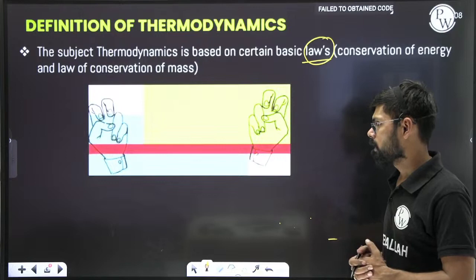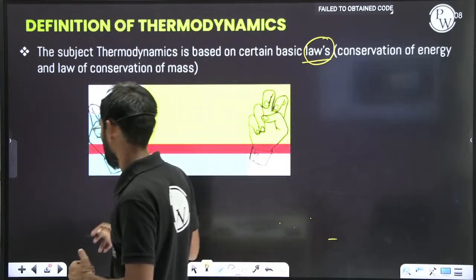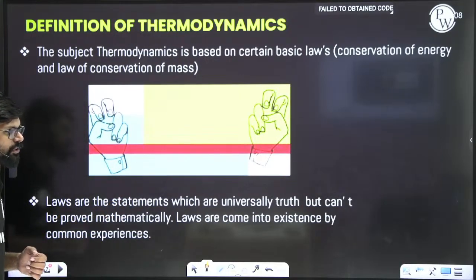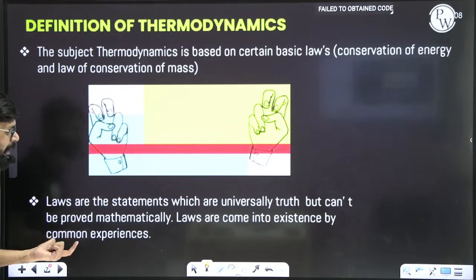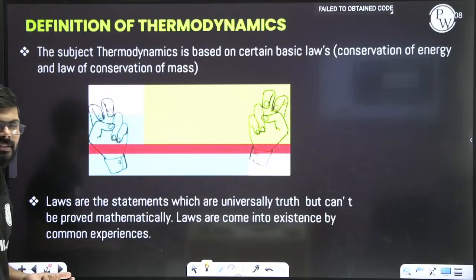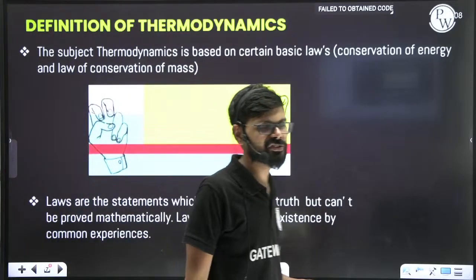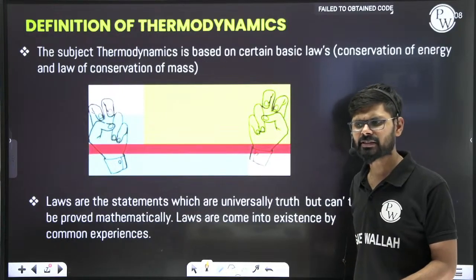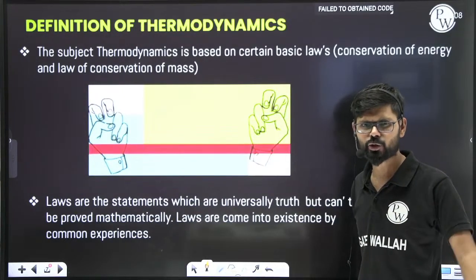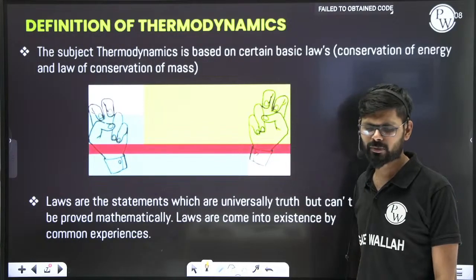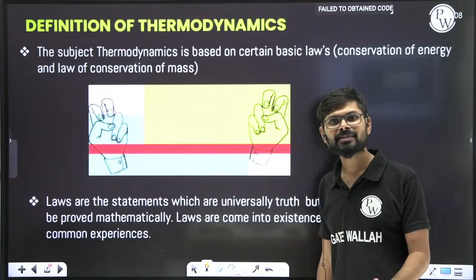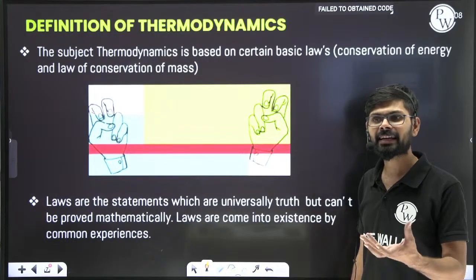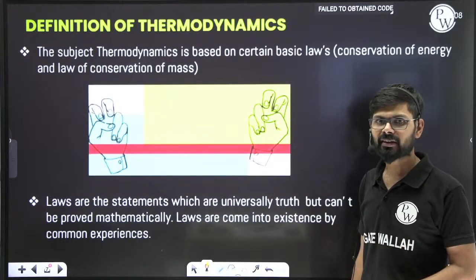Right. So I hope you understand the meaning of this statement now. Laws are the statements which are universally true but can't be proved mathematically. Laws come into existence by the common experience of great people, right? Like let's say the law of conservation of energy. Suppose it is given by person X. Let's say Joule gave this as the first law of thermodynamics. Then if you ask him, okay, prove this, he cannot prove it. Only what he can do is give the experimental result.